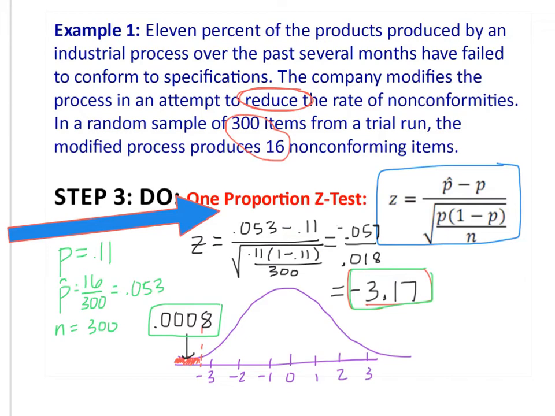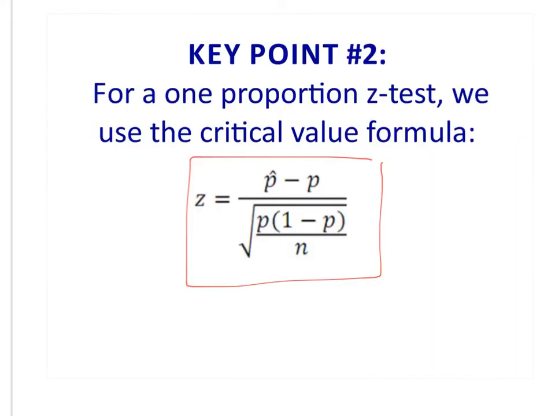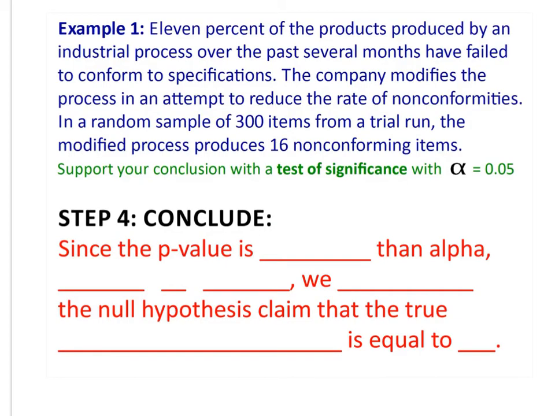So before we go to the conclude step, we're going to stop at key point number 2. Make sure you get this formula down. This is the formula we use for the one proportion z-test, or if I'm given one sample proportion in my problem. From this formula, I use table A to find the p-value. Which brings us to step 4, the conclude step. So stop this video and write this down because this is a super important template. So pause, write that down.